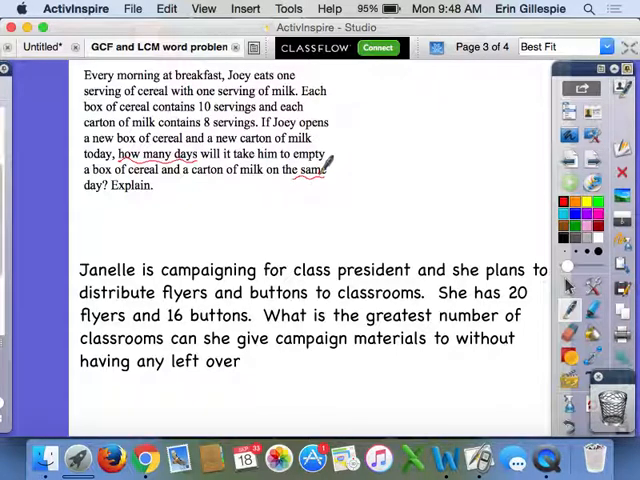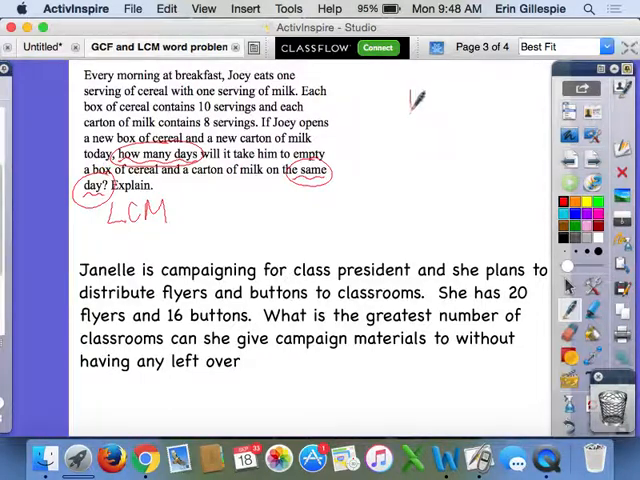Now, there weren't any real easy keywords here like greatest or smallest, but anytime you see these problems where they ask you in how many days will it happen again on the same day, that's always an LCM problem, okay? So every time you see this type of wording, in how many days, or in how many tries, or in how many whatever, will this occur at the same time again? Then that's an LCM problem.